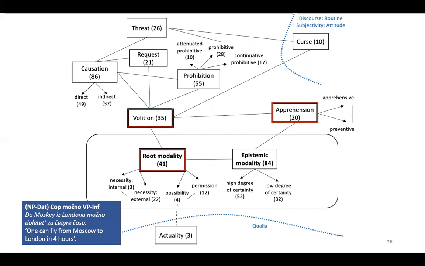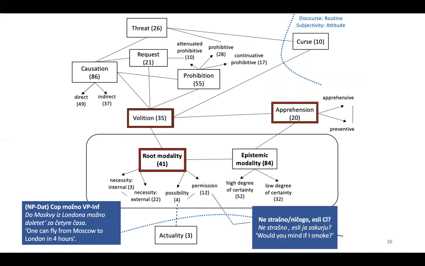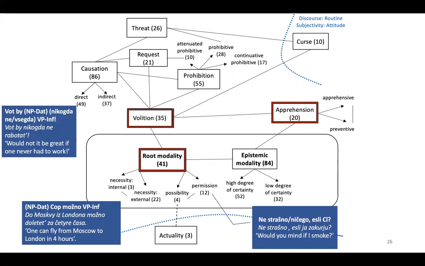It is either a permission to perform an action or the speaker's request for such a permission, as in the construction «Не страшно, если я закурю», would you mind if I smoke? Volition is closely related to the core central modal meanings. It is included into the domain of root modality by some scholars. That's why in the diagram we place this semantic type closer to the central categories. A typical member of this category is an optative construction like «Вот бы никогда не работать», wouldn't it be great if one never had to work?